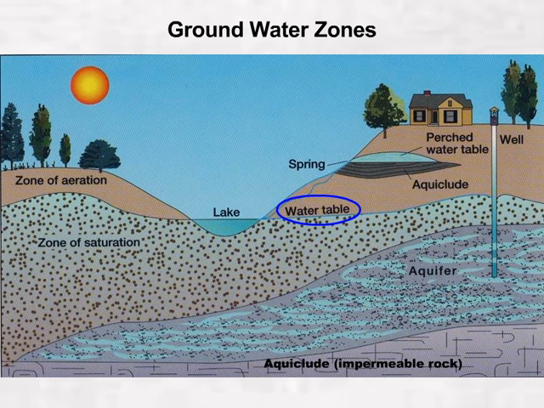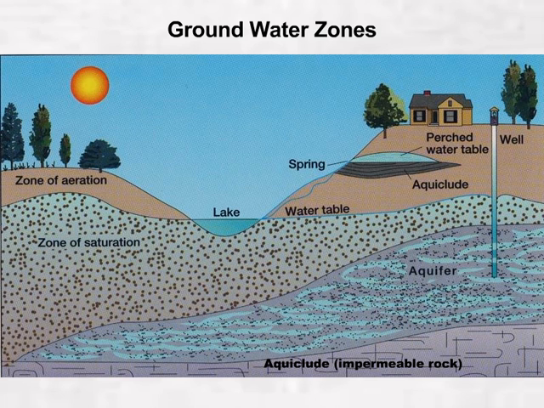Some deserts have no saturated zone at all. Sometimes you can have a perched water table, where there's an impermeable layer of rock up on a hill. The water percolates down when it rains, and then gets stopped by this layer, also called an aquiclude. At this point you might have a spring.